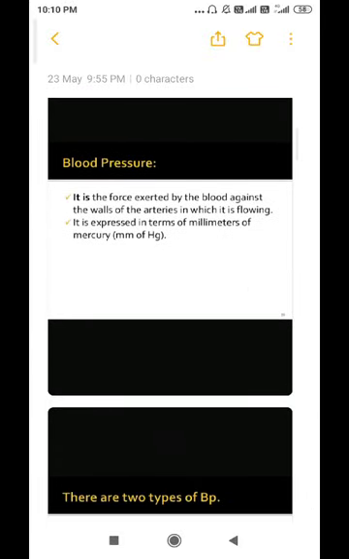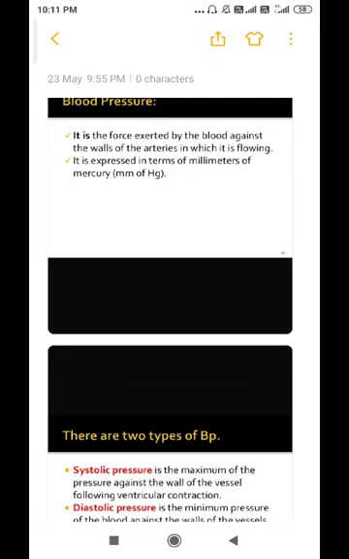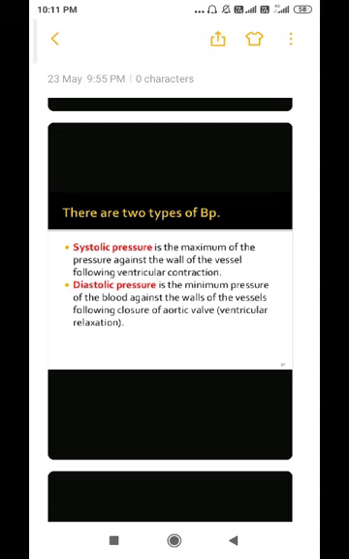Blood pressure is the force exerted by the blood against the walls of the arteries in which it is flowing. It is expressed in terms of millimeters of mercury, mmHg. There are two types of blood pressure: systolic pressure and diastolic pressure.